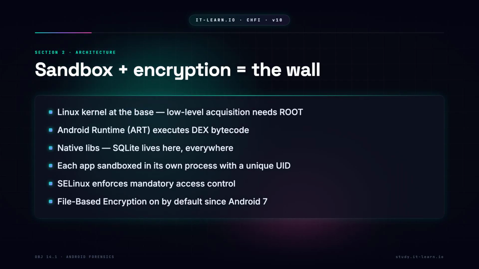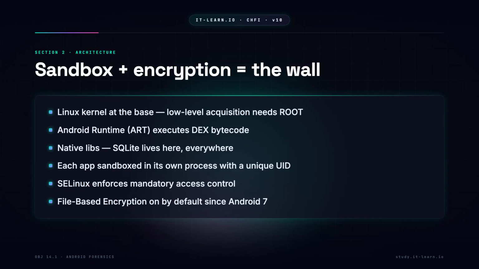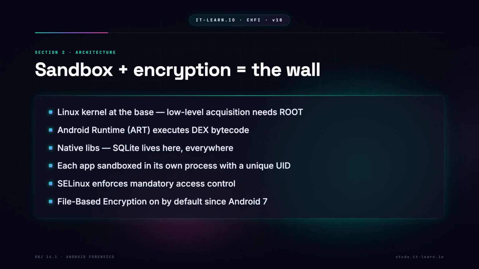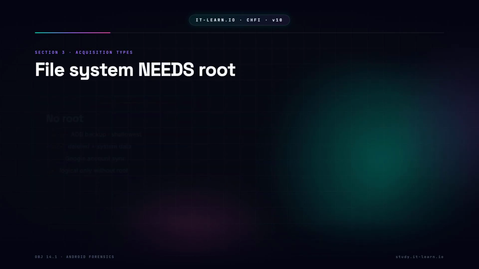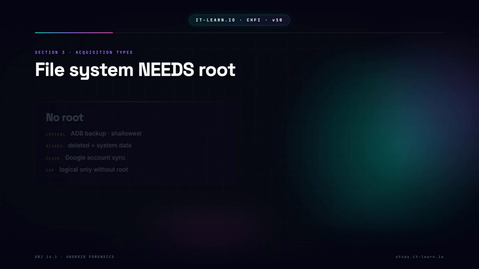Every app sandboxed in its own Linux process, with a unique UID. SELinux enforcing mandatory access control, and file-based encryption on by default since Android 7. That sandbox and that encryption are exactly what you're fighting to get under. 4 ways to acquire, and they are not equal.